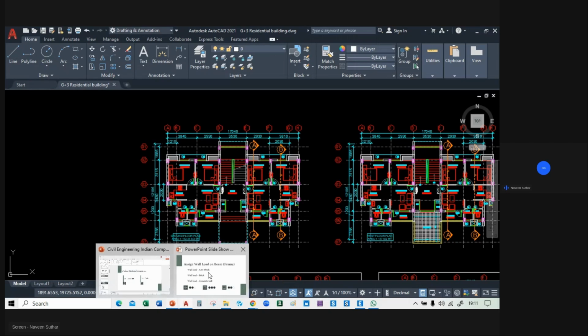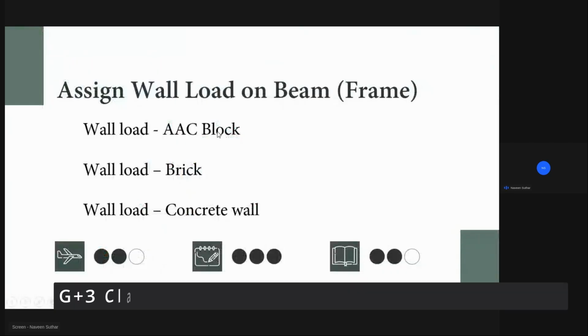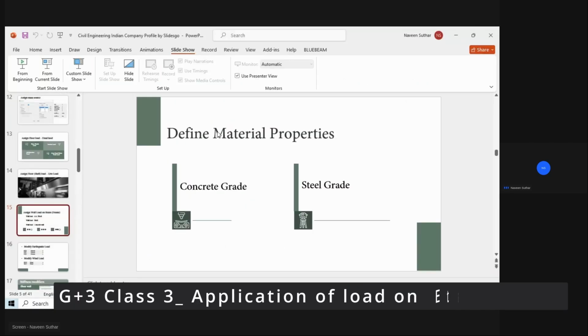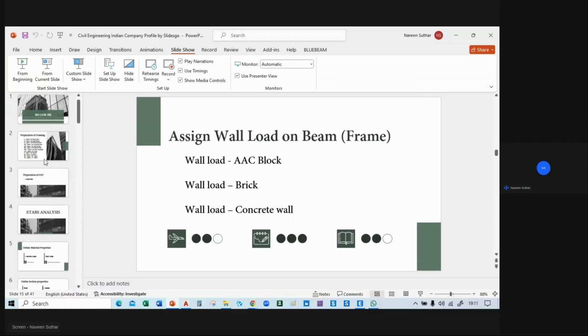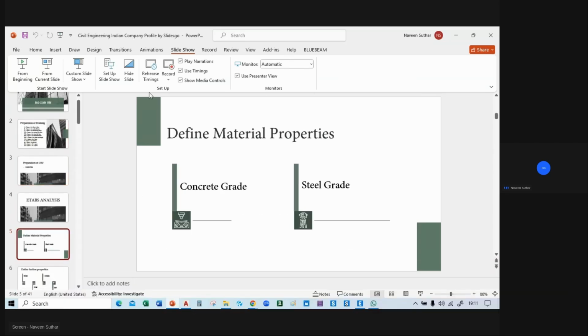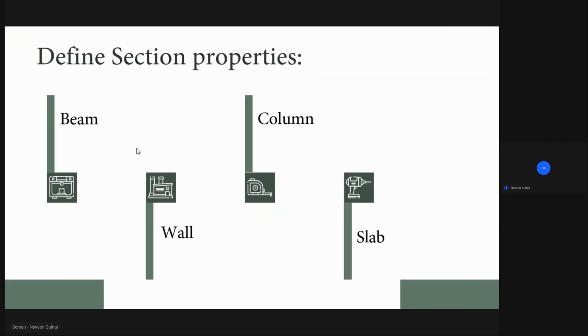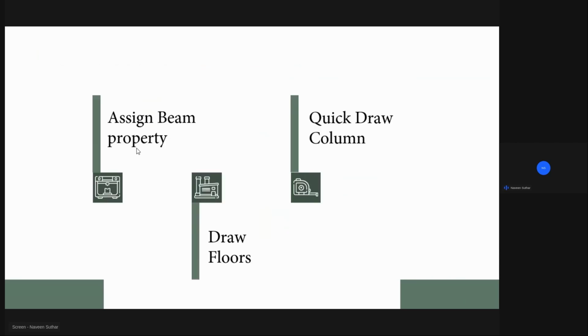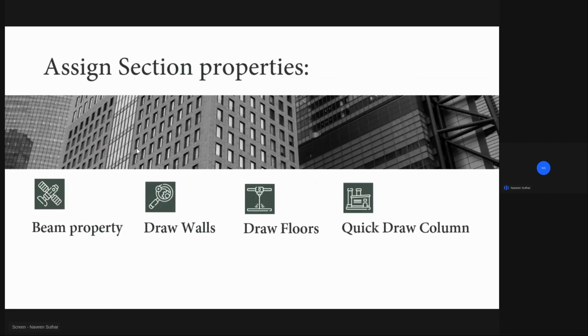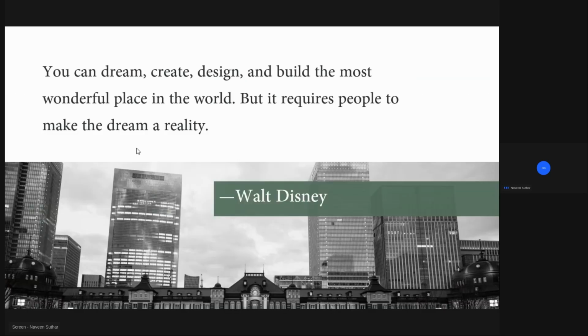So in the previous class, let's recap what we have done. We have defined the material properties for concrete and steel grade, and we have defined the different sections: beam, wall, column, and slab. We have assigned the beam properties. We drew floors. We drew columns. We assigned the section properties.